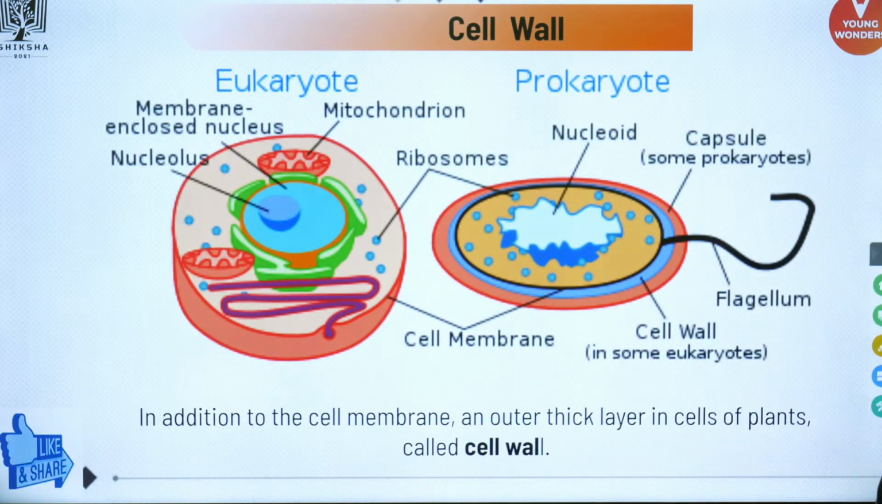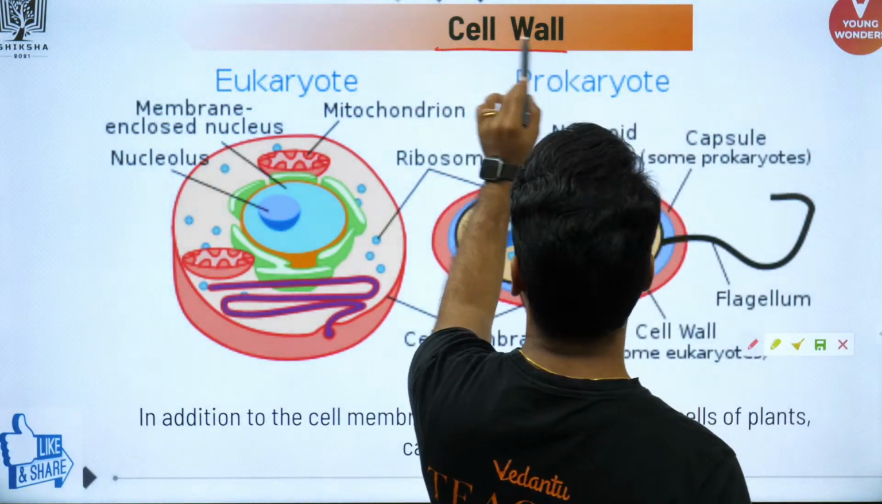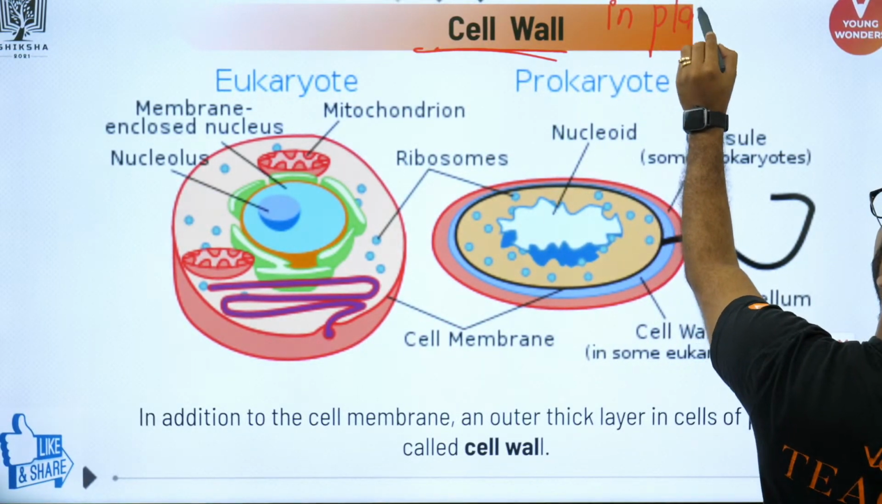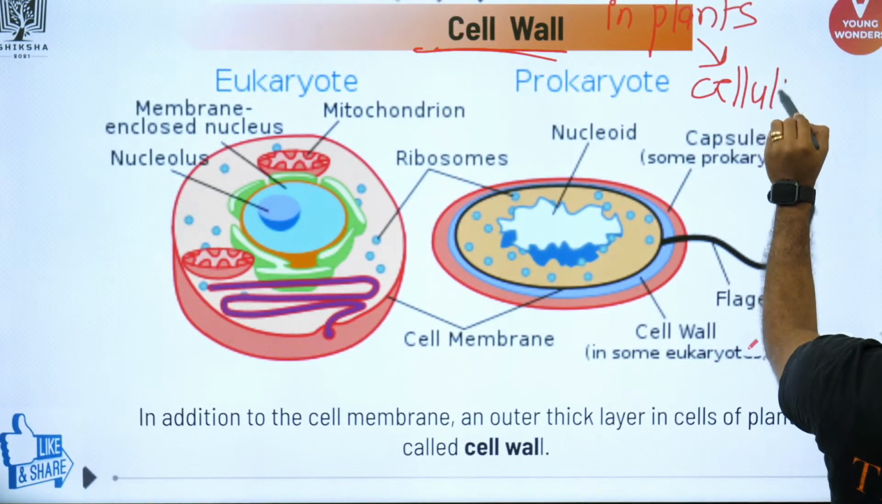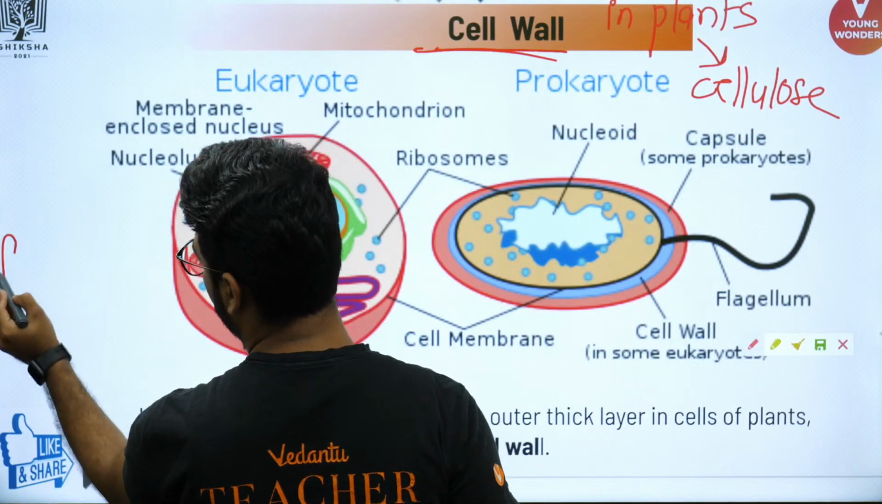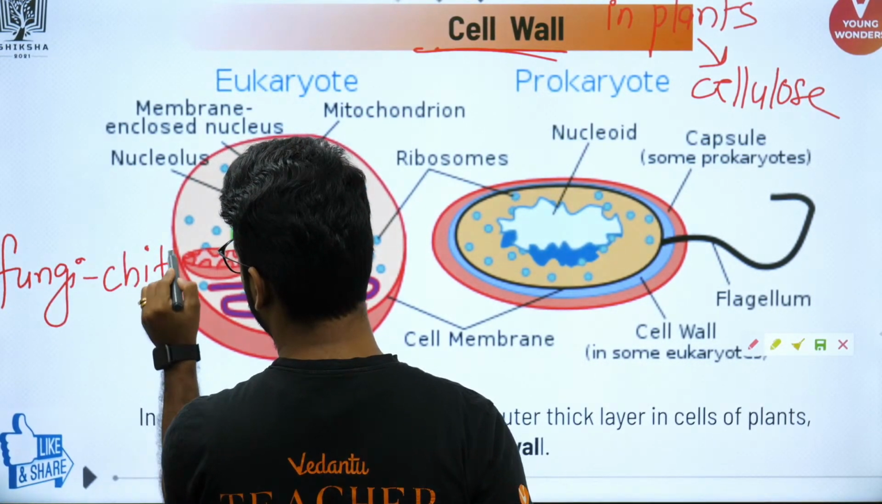And when I talk about the cell wall, the cell wall in plant cells is made up of cellulose, right? In fungi, the cell wall is made up of chitin.